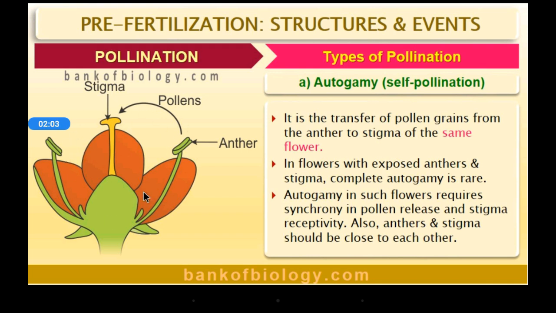Autogamy, self-pollination. In flowers with exposed anthers and stigma, complete autogamy is rare, because such flowers are wide open, with anthers and stigma far away from each other. Autogamy in such flowers requires synchrony in pollen release and stigma receptivity. That means as the pollen is released, the stigma should be ready to receive it, and anthers and stigma should be very close to each other for autogamy to take place easily.